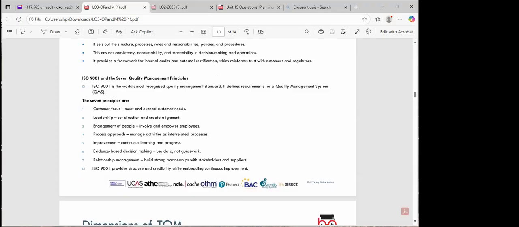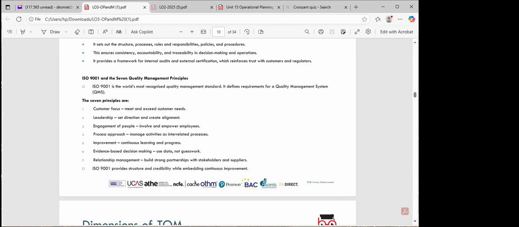The meaning of ISO is International Organization for Standardization, and the 7 quality management principles. ISO 9001 is the world's most recognized quality management standard. It defines requirements for a quality management system, QMS. The 7 principles are customer focus.